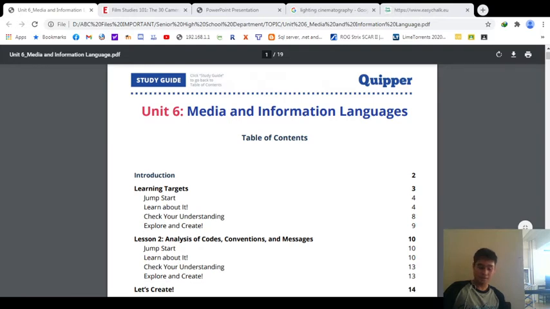So now in this afternoon, let's proceed to a new topic. In Unit 6, it's about media information and languages. So let's discuss this.